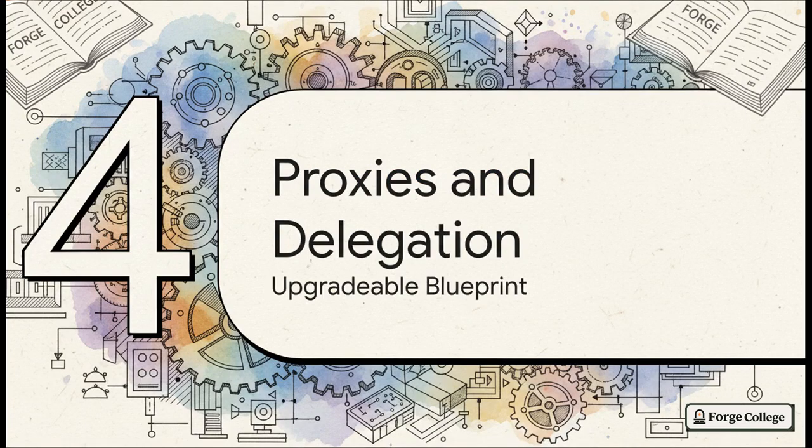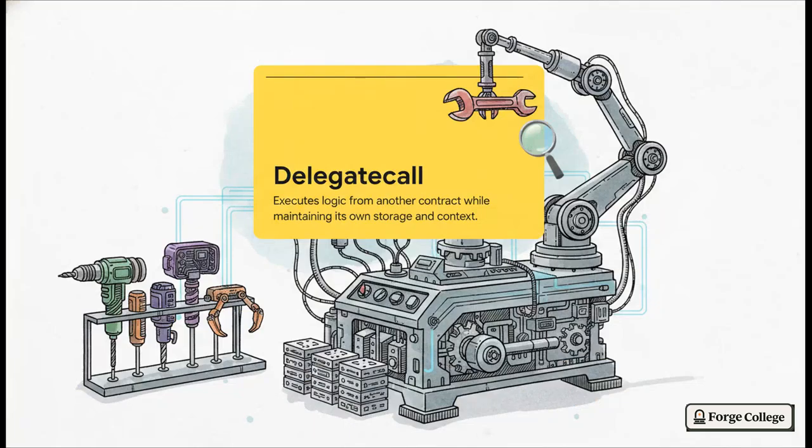All right, on to part 4, proxies and delegation, the upgradable blueprint. As you start building larger systems, you are naturally going to run into this next architectural pattern. Proxies rely heavily on a mechanism called the delegate call. Think of this like having interchangeable toolheads operating on a single base machine. The proxy contract itself, that's your base machine. It holds all the permanent storage. But it borrows the logic, the toolhead, from another contract.